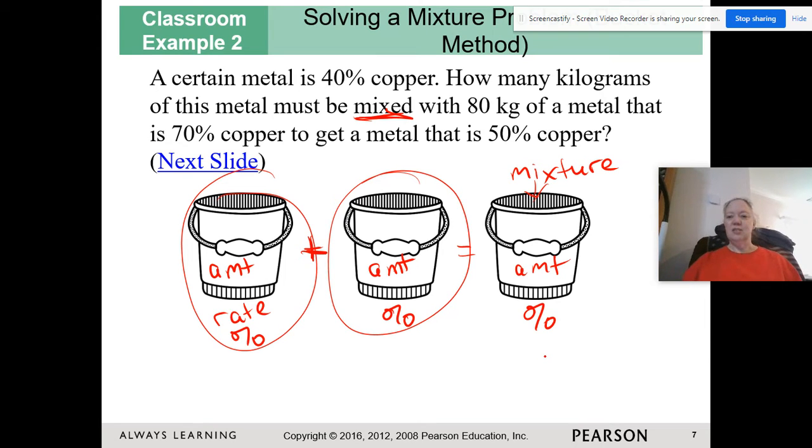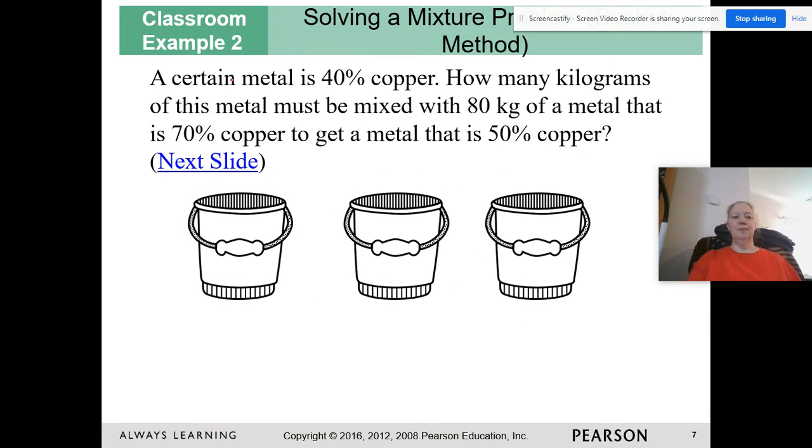All right, so in this particular problem, a certain metal is 40% copper. Okay, so it says how many kilograms of this metal. We don't know how many. We don't know the amount. But we do know it is 40% copper. Write it as a decimal.